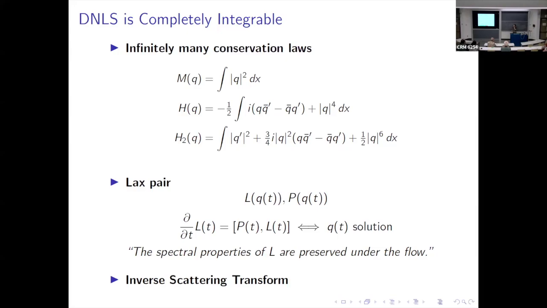The only downside for that, at least for what we're talking about today, is that in order to properly define the scattering data, so be able to talk about the direct scattering and the inverse scattering transform, I require some more niceness of my initial data. I require some decay in space, okay? Which in general, if you're just in a Sobolev space, you don't have.